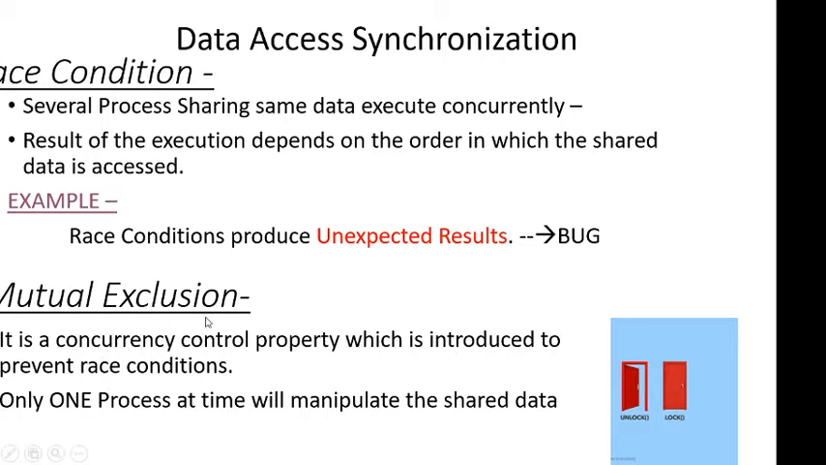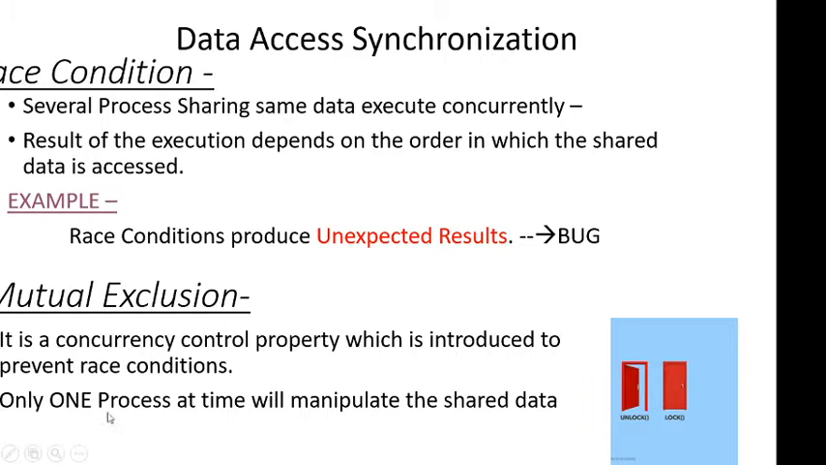So mutual exclusion गर्यो भने race around condition हुँदैन. So it is a concurrency control property which is introduced to prevent race condition. So mutual exclusion भने के हो? Only one process at a time will manipulate the shared data. Right? So the answer to race condition is mutual exclusion.